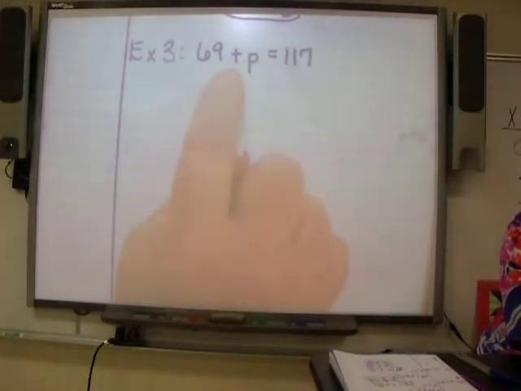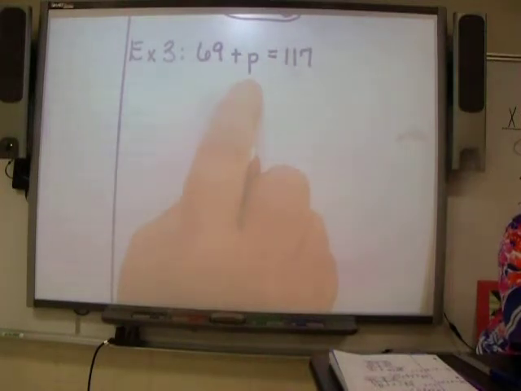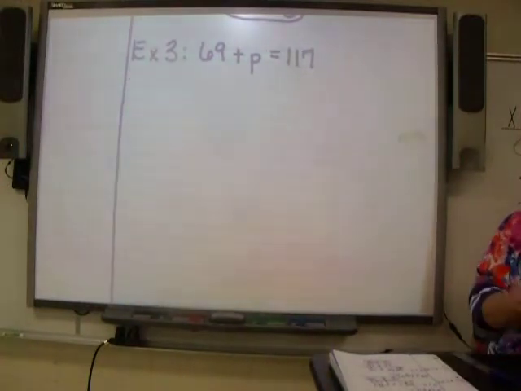This is going to make a difference if the variable comes second and you are subtracting or dividing. They are not commutative. So when we get to the point where we are seeing subtraction and division with the variable second, we have to do something totally different. But today, because it's only addition, we know we're going to get the same thing if it were P plus 69. So because it's addition, we can say that 69 was done to P.